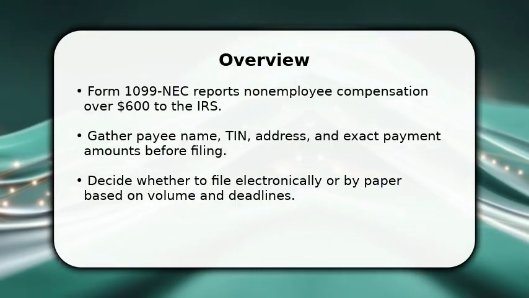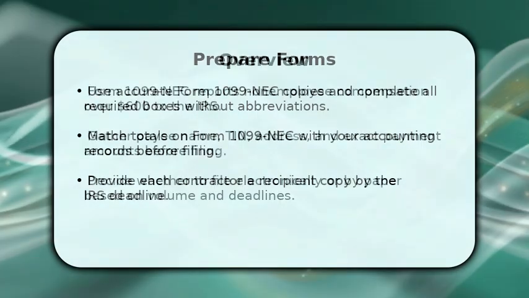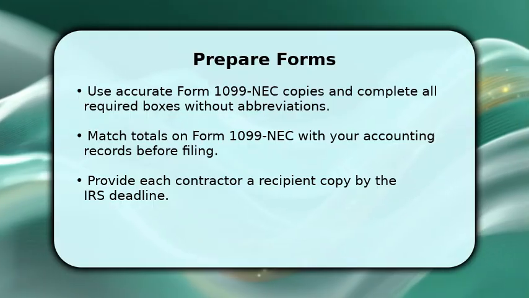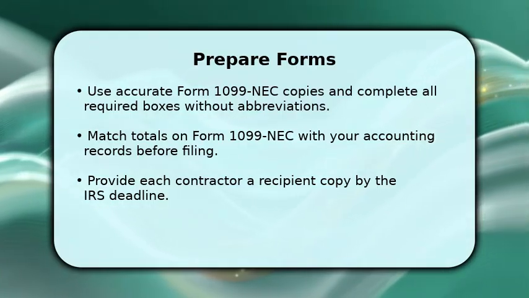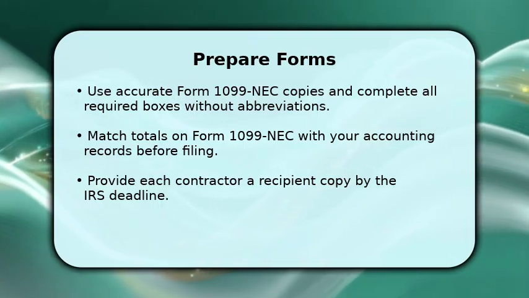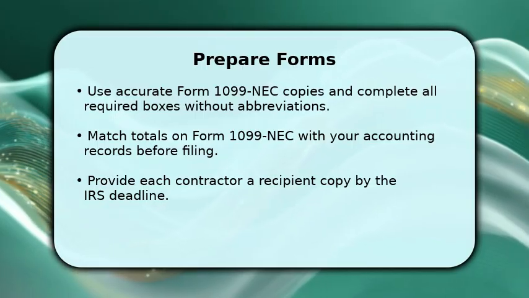Decide on e-file or paper filing based on how many forms you must submit. Collect the official Form 1099 NEC or a certified substitute, and be meticulous with box entries and decimals. Reconcile each contractor payment against your ledgers or accounting software to ensure totals match.